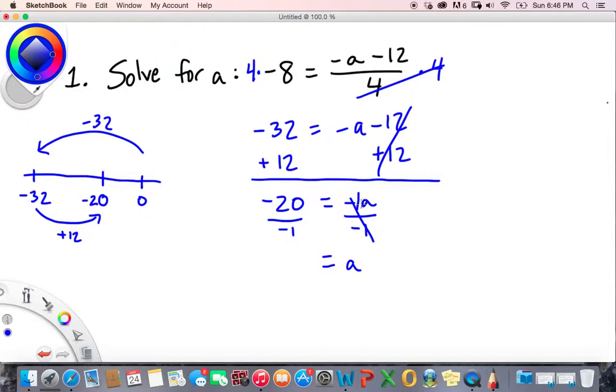Or you could have thought about it as just saying, well, if -a is -20, then positive a is the opposite of -20, which is +20. And we get the same thing if we divide by -1. Okay? So there is the answer to our first problem. Solving for a, we get 20.